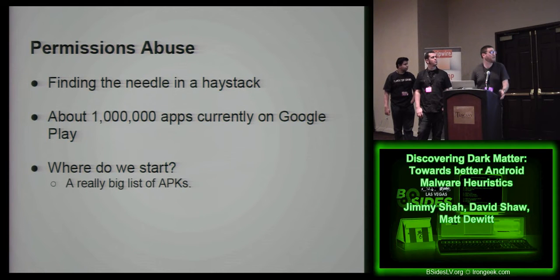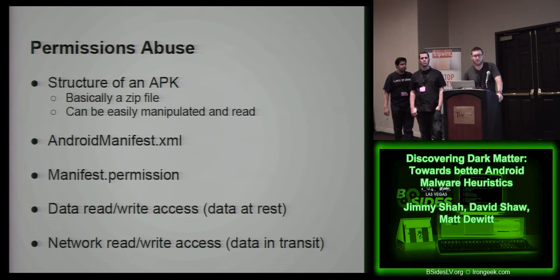Well, generally we start with a really big list of APKs. And in order to start with APK analysis, we need to understand just a little bit about how an APK is structured. Basically, it's a zip file. It contains a bunch of information about the app itself, and it can easily be manipulated and read, which is, of course, pretty helpful. In particular, we're going to talk about AndroidManifest.xml, which is basically an XML file that tells Android OS what the app's called, what permissions it's going to request, what it's going to do. And more specifically, the manifest permission lines, which is saying, I'm going to ask for these permissions.